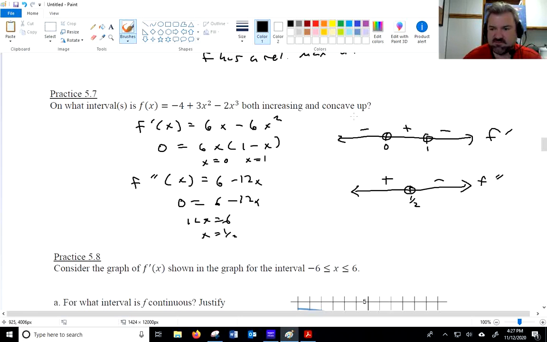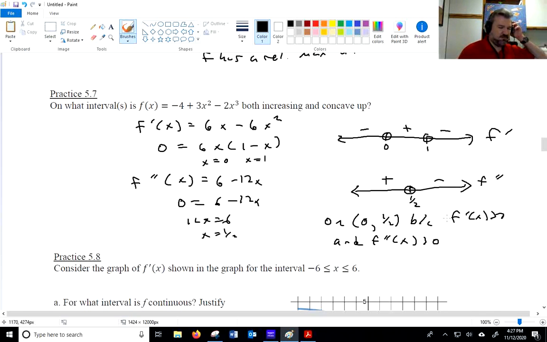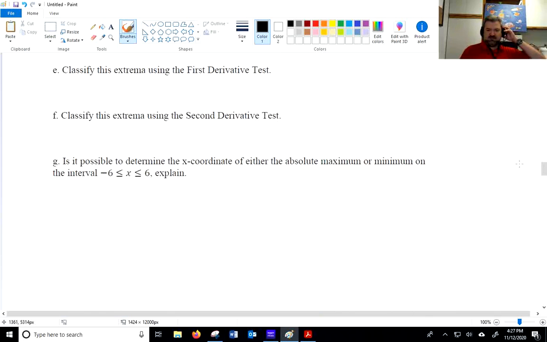So where are we both increasing and concave up? Well, that must be on the interval from 0 to 1/2. What's my justification? F prime of x is greater than 0, and f double prime of x is greater than 0. All right, go ahead and do the next problem.